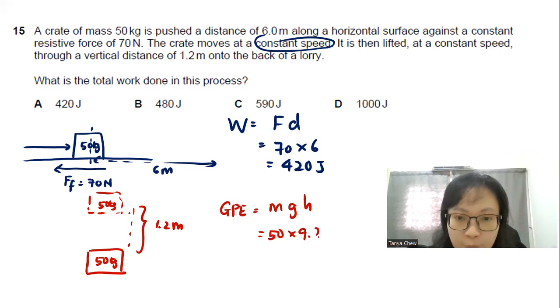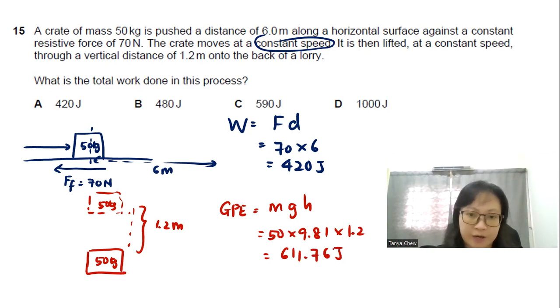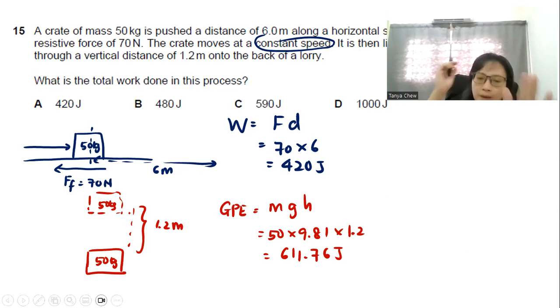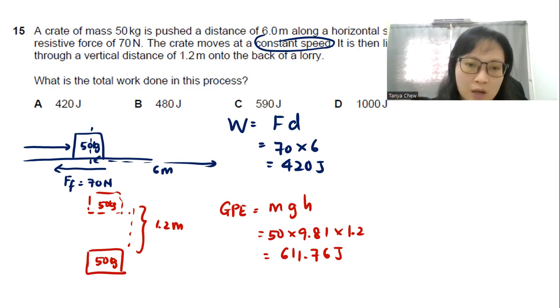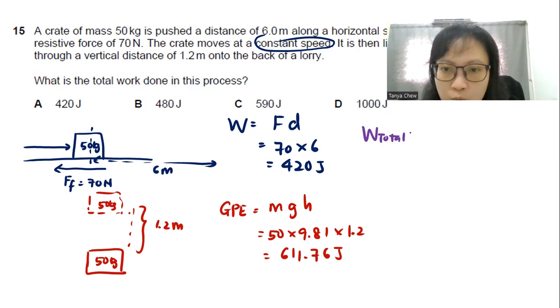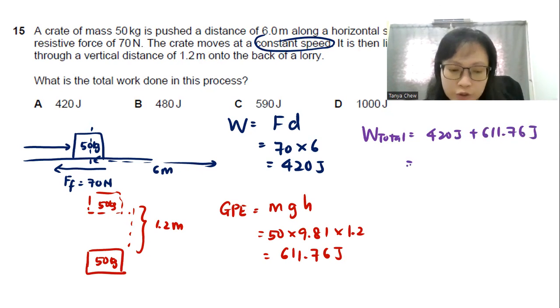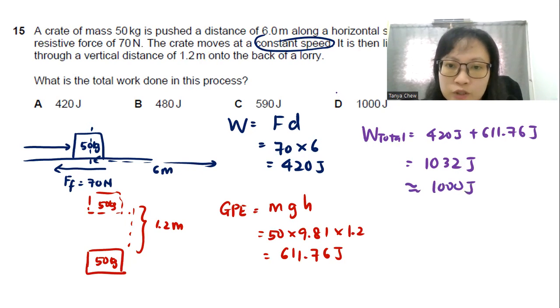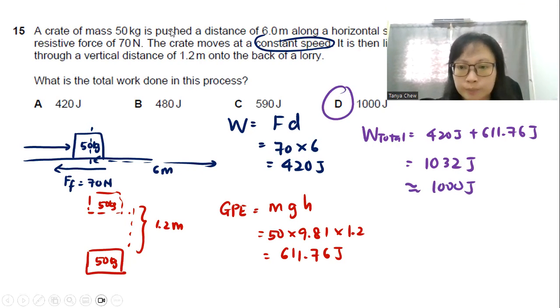50 times the g, which is 9.81, and the height is 1.2, and I got 611.76 joules. It doesn't matter how many significant figures I put in here because that is not my final answer just yet. So the total work, I'm going to put in a different color. Work total is equal to 420 joules plus 611.76 joules. Use your calculator. You should be getting 1032 joules, round it off to 1000 joules as your answer. So D is the answer.